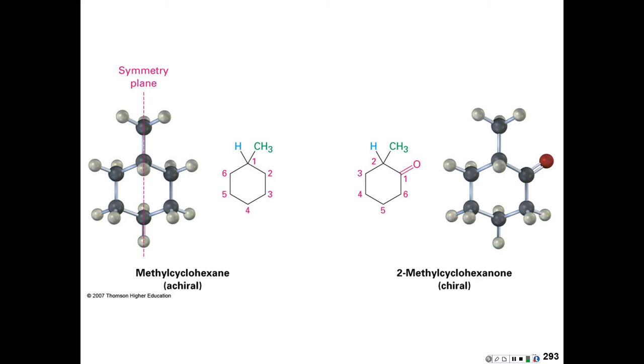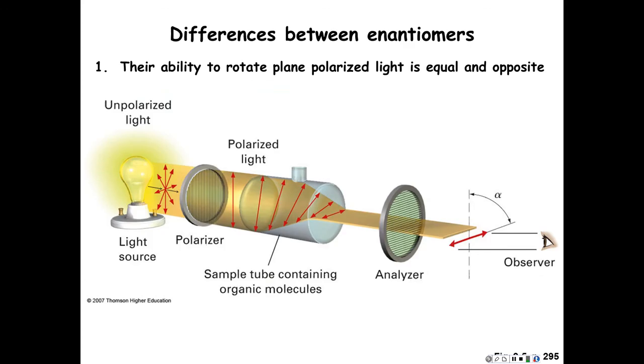So what are the consequences of chirality? Things which are chiral have 2 differences, and this you have to know. And next time I'm going to bring in a demonstration of this. But 2 differences when molecules are chiral.